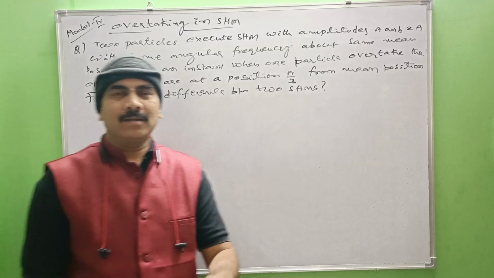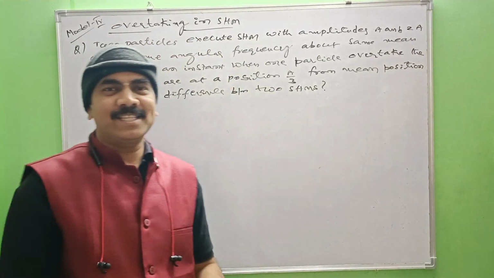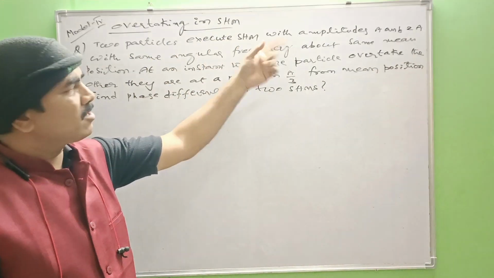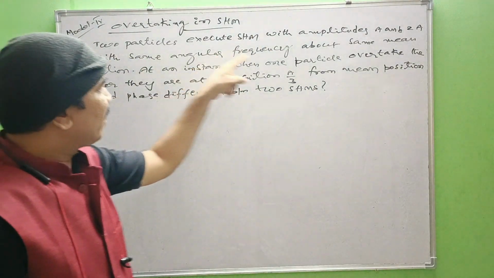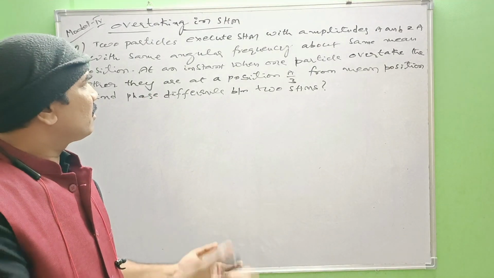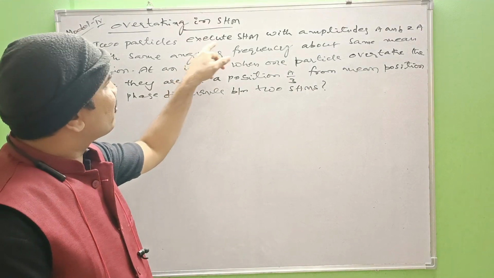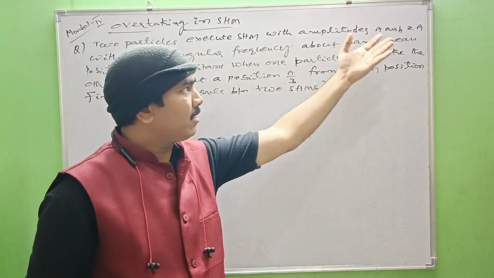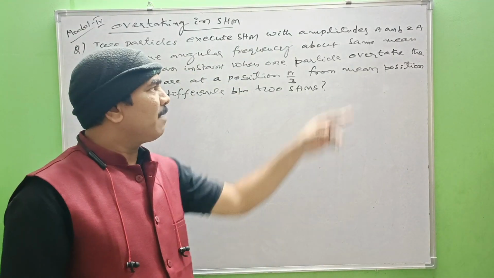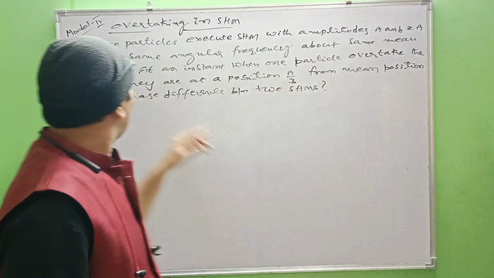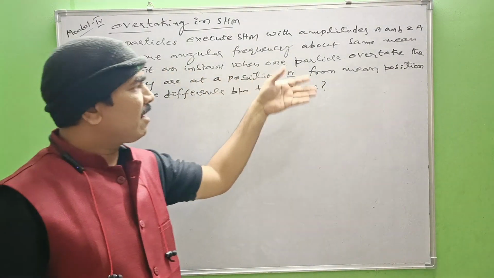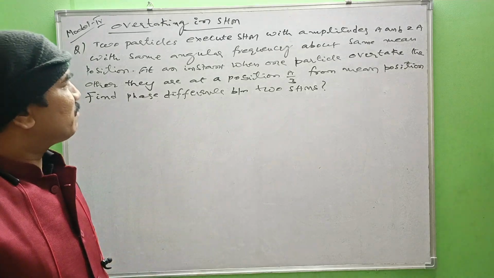Okay, right? Now model number 4, overtaking in SHM. See here, question: two particles execute SHM with amplitudes A and 2A with the same angular frequency about the same mean position. So here we have two particles executing simple harmonic motion with unequal amplitudes A and 2A. The angular frequency is the same, but the amplitudes are different, about the same mean position, right? At an instant when one particle overtakes the other, they are at a position A by 3 from the mean position, right? Now find the phase difference between the two SHMs.